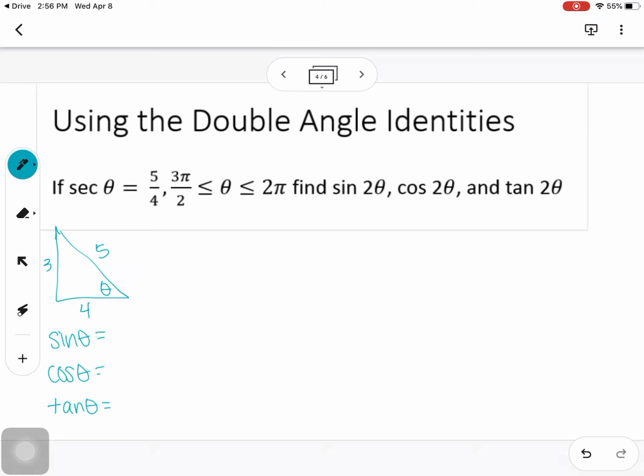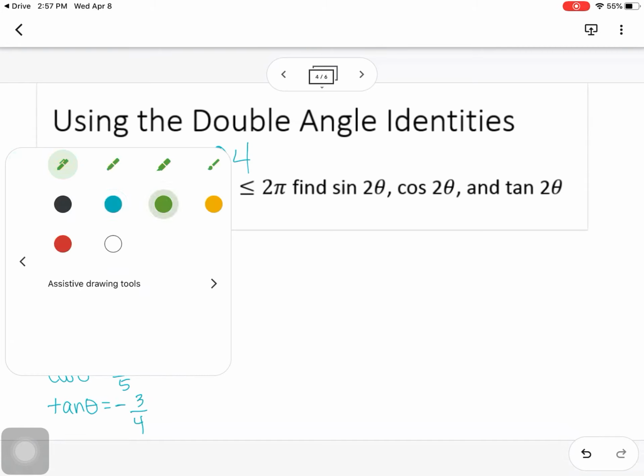Your sign will matter. This is in quadrant 4, because between 3 pi over 2 and 2 pi is quadrant 4. And so I know that sine will be negative and tangent will be negative, but cosine will be positive. If I go ahead and fill them in, sine is negative 3 over 5. Cosine is positive 4 over 5. And tangent is negative 3 over 4.